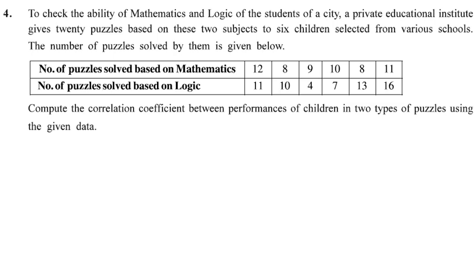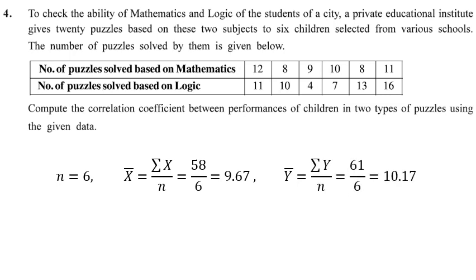The values are given for 6 students, 6 children, and we have to calculate the correlation coefficient. We will start by calculating the mean of mathematics and the mean of logic. The mean of mathematics is 9.67 and mean of logic is 10.17 and n is 6. As you can see, the means, averages are not integers, they are fractions, but the values are very small. We have three options, x bar y bar, xy and uv. Here integers are not there, fractions are there, so we can't use x bar y bar. The values are very small.